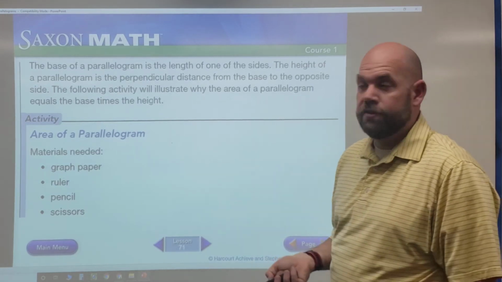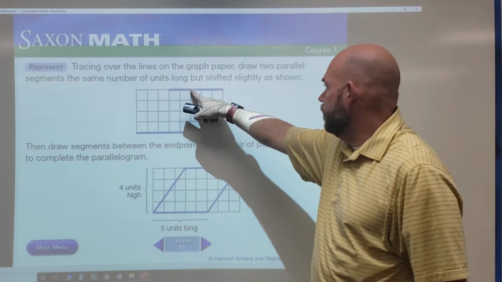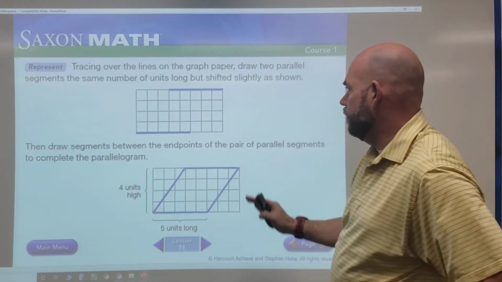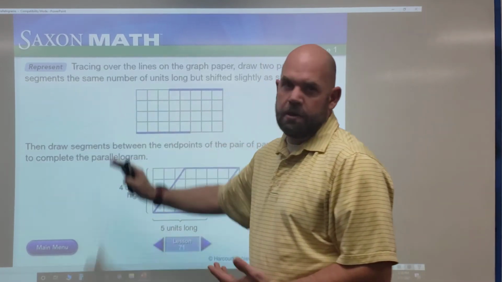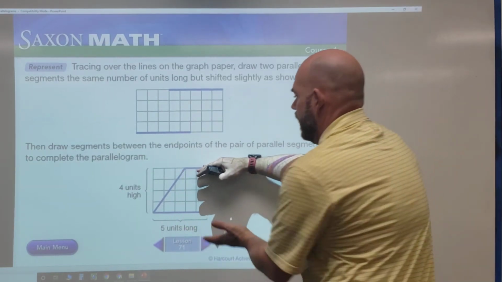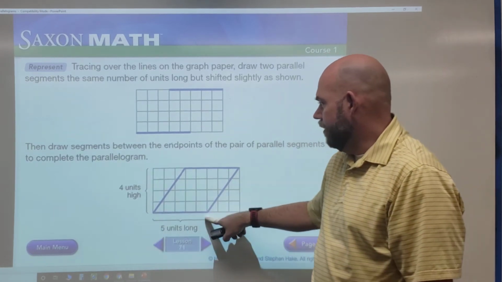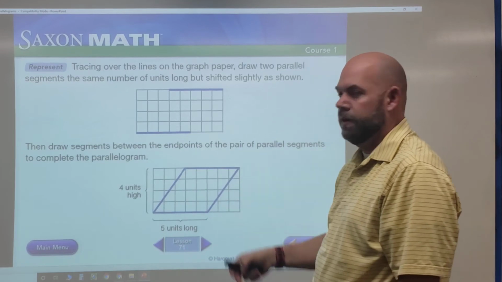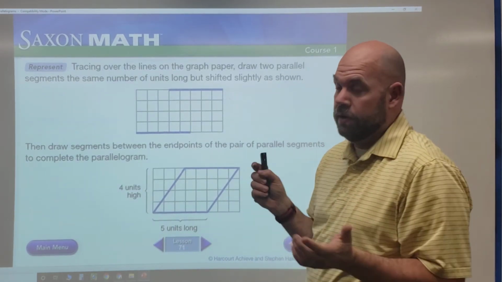I'm just going to show you here on the screen how we can do this. If we had graph paper, we could take this 1, 2, 3, 4, 5 units and just shift it to the side. So if it was 5 by 1, 2, 3, 4, that's going to be 5 times 4, which is 20 units, right? But if we shift it to the side to make it a parallelogram, it's still 5 units long, and it's still 4 units high. It's now just shifted over. So is that going to be still 20 units, or is it smaller now, or is it bigger?